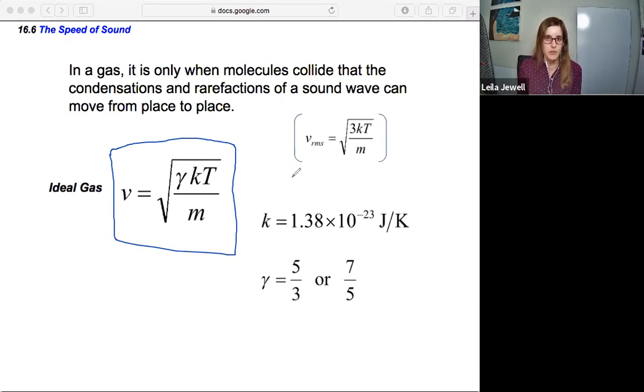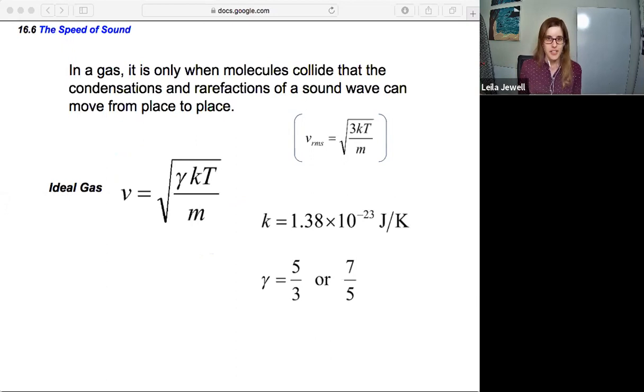And we could compare this with the equation we got for the RMS speed of gas molecules. If you remember, the RMS speed, which is sort of like the average speed of gas molecules, is the square root of 3kT over m. So it's almost the same, except instead of the gamma, there's a 3. Since gamma is always less than 3, that tells us that the RMS speed of the gas molecules is higher than the speed of the sound wave passing through a gas, right? So that makes sense because we need collisions. So it's going to be slower for the sound to move through than the speed of the gas molecules itself.